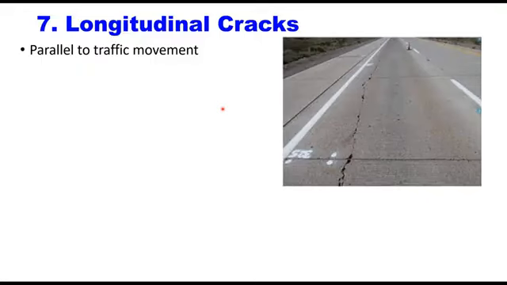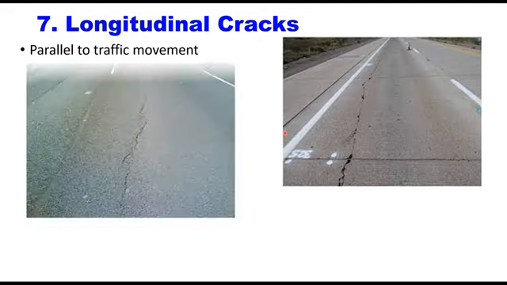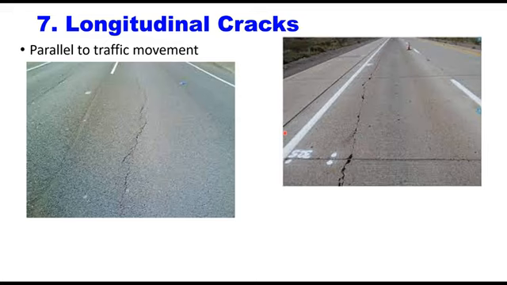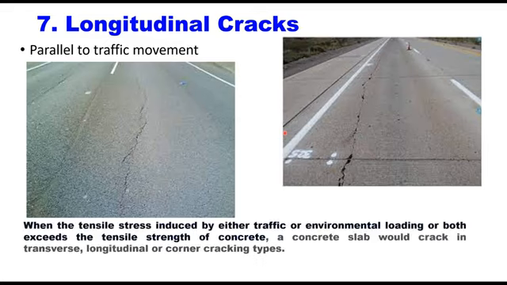Next is longitudinal cracks. These cracks are parallel to traffic movement, and such cracks are generally straight, but in some cases may be curved also. When the tensile stress induced either by traffic or environmental conditions or both exceeds the tensile strength of the concrete, a concrete slab would crack in transverse, longitudinal, or corner cracking types.